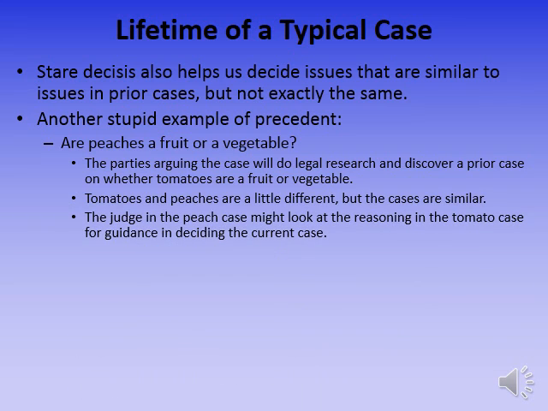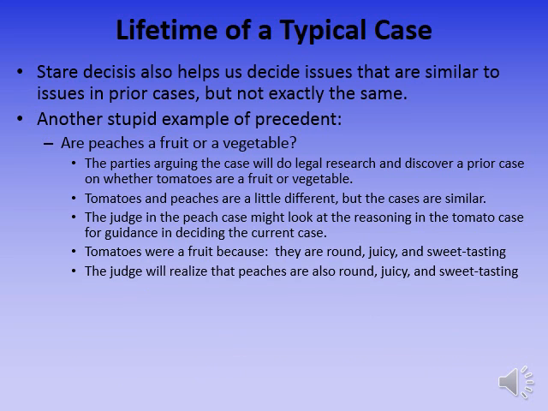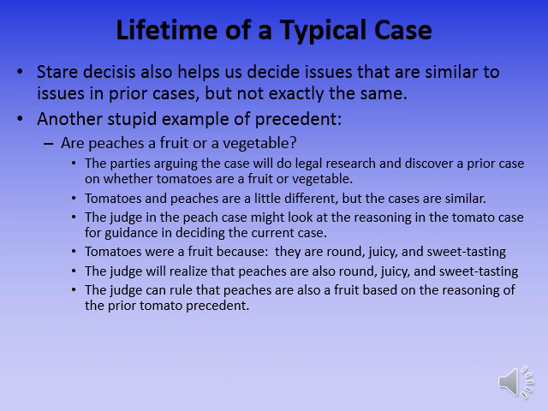The judge in the peach case might look at the reasoning in that tomato case for guidance on how to decide the peach case. And so he looks at that prior case that decided tomatoes were a fruit and sees that the judge in that case made a decision that tomatoes must be a fruit because they are round, juicy, and sweet tasting. Okay, so the judge takes that reasoning and then realizes that peaches, guess what? They're also round, juicy, and sweet tasting. And so the judge can rule that peaches are also a fruit based on the reasoning of the prior tomato precedent. So that prior case wasn't exactly the same. The facts were a little bit different, but the reasoning applied to this case too.